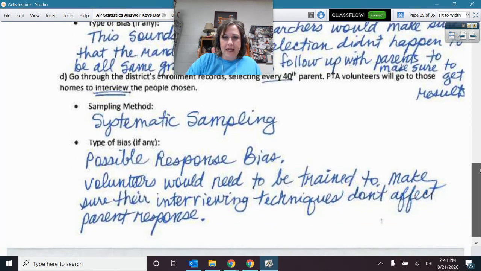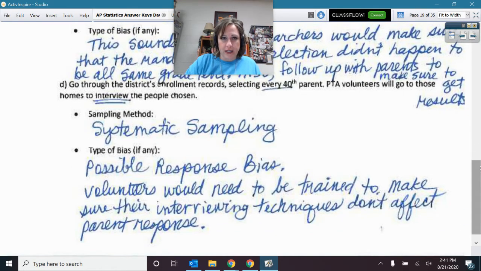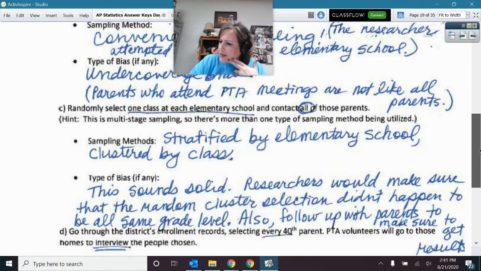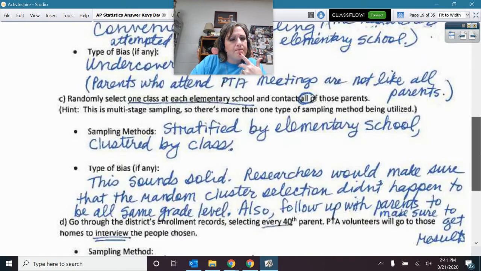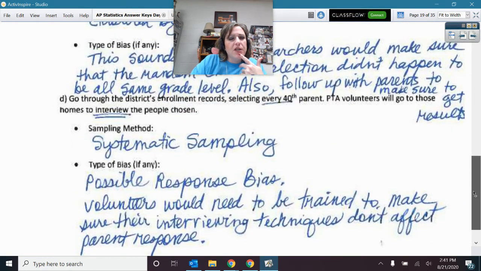Okay, and here we go, selecting every 40th parent. So they take the whole entire district's enrollment records. Now, I'm hoping this is elementary enrollment records. I just noticed that. I wonder if that's a typo that I didn't put elementary. I'm going to go with the fact that this was the district's enrollment records of elementary. I think that's what was intended, and I might ought to go retype that. They select every 40th parent. Hopefully they started at a random spot. That's systematic: got a system in place, every 40th.